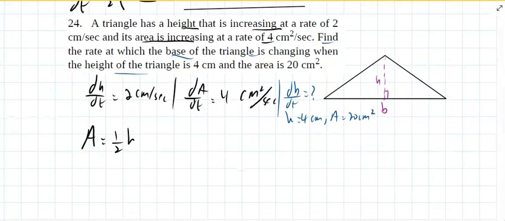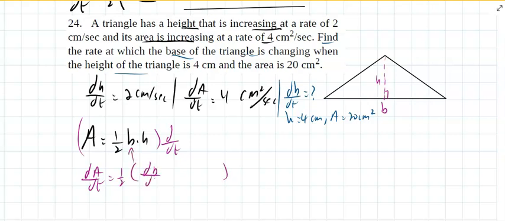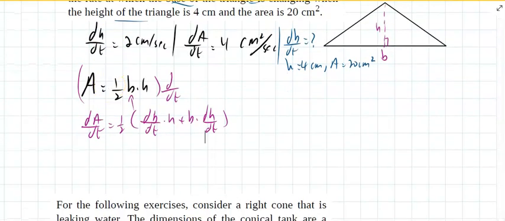Area is 1/2 base times height, and the same, hopefully this is getting old. If I take the rate of that with respect to t, I'll get dA/dt equaling 1/2. Now here the product rule, derivative of the first, that's dB/dt times the second plus b times dH/dt. Now if I fill in what I have, here I have things slightly different. I have dA/dt to be 4. This is 4. This is 1/2. dB/dt is what I'm looking for.